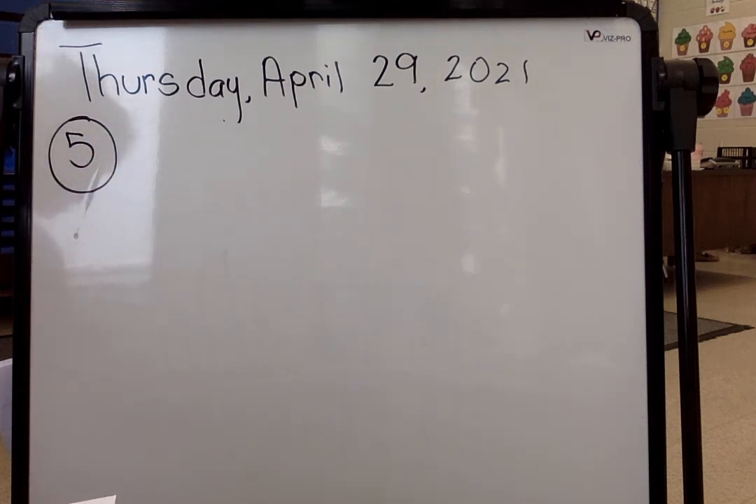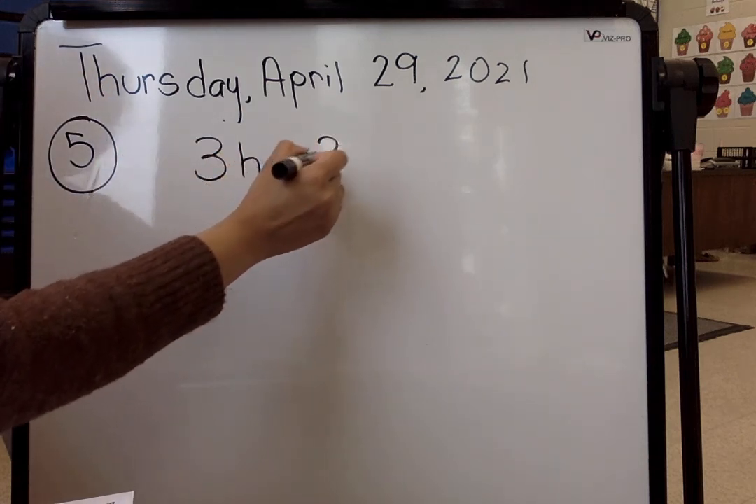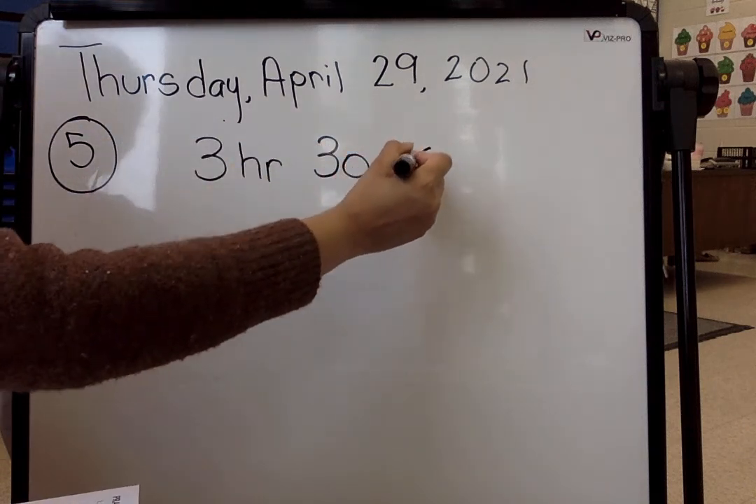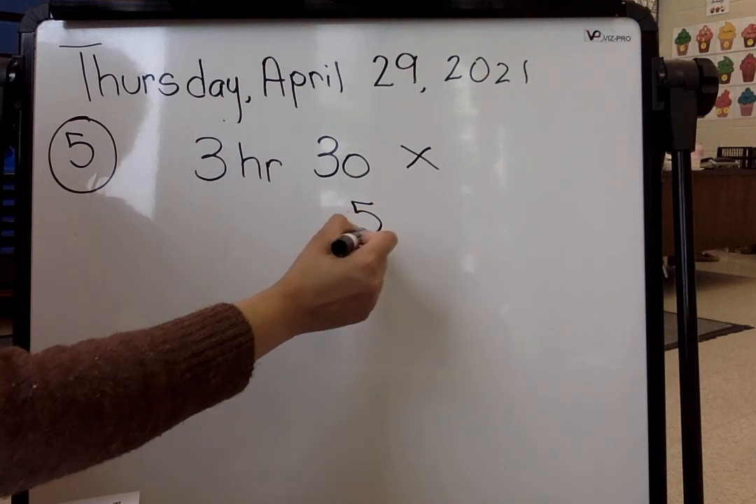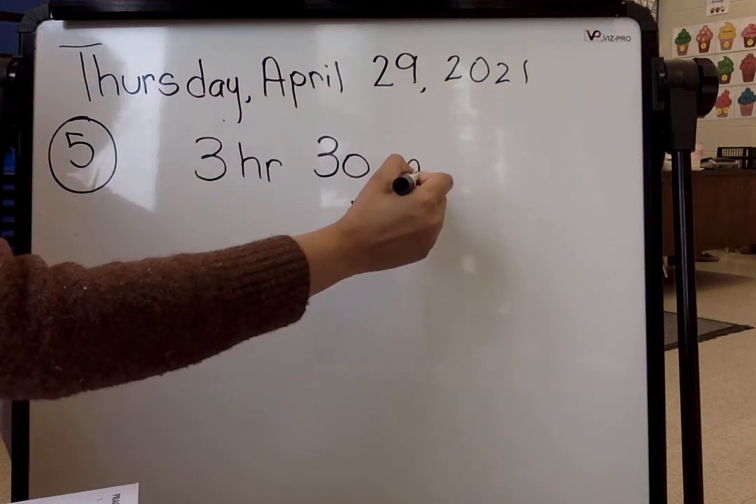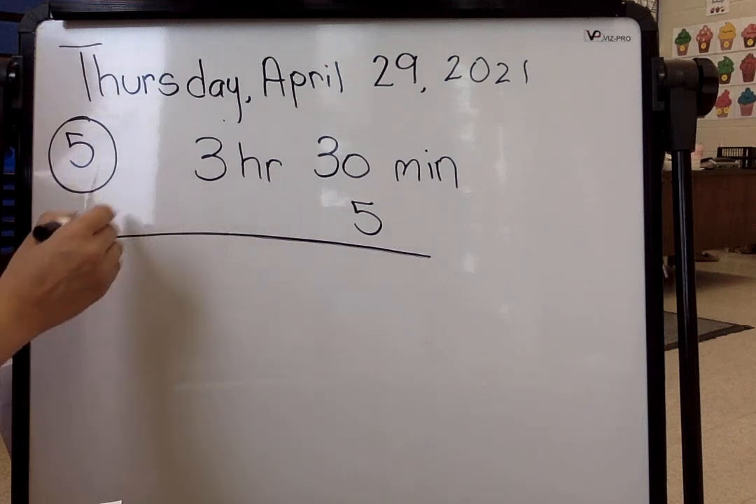So pay attention. He spent 3 hours, 30 minutes every morning, and how many mornings? 5 mornings. So we need to multiply our numbers by 5 because that's the number of mornings. So let's go ahead and multiply.